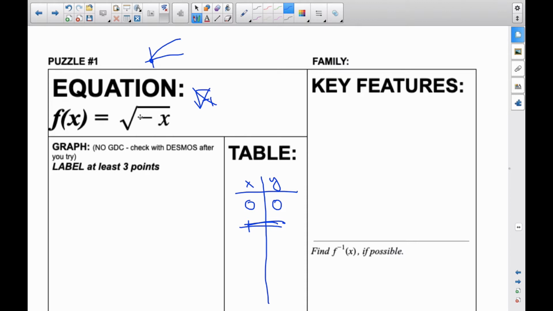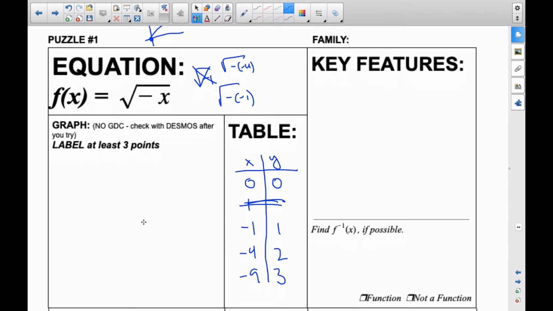I want to make this positive somehow. In order to make it positive, if I make x a negative, there'll be a double negative. So if I make x negative 1, in essence, it's going to be the square root of negative times negative 1. Two negatives make a positive, and I get 1. If I plug in, let's say, negative 4, negative negative 4 will be 2. And if I do negative 9, I'll get 3.